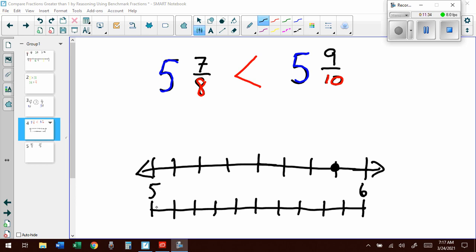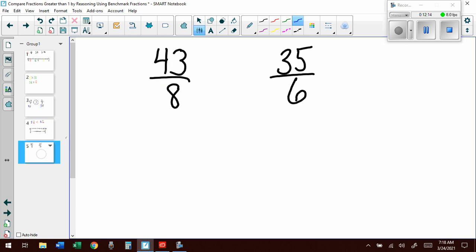Anyway, I partitioned between 5 and 6. I have my half line. I do 1, 2, 3, 4, 5, 6, 7, 8, 9, 10. And 9/10 landed right here. They're both one away from one whole. They just need to make that last jump. However, 9/10 is a smaller jump, which means that it got closer to one whole than 7/8.